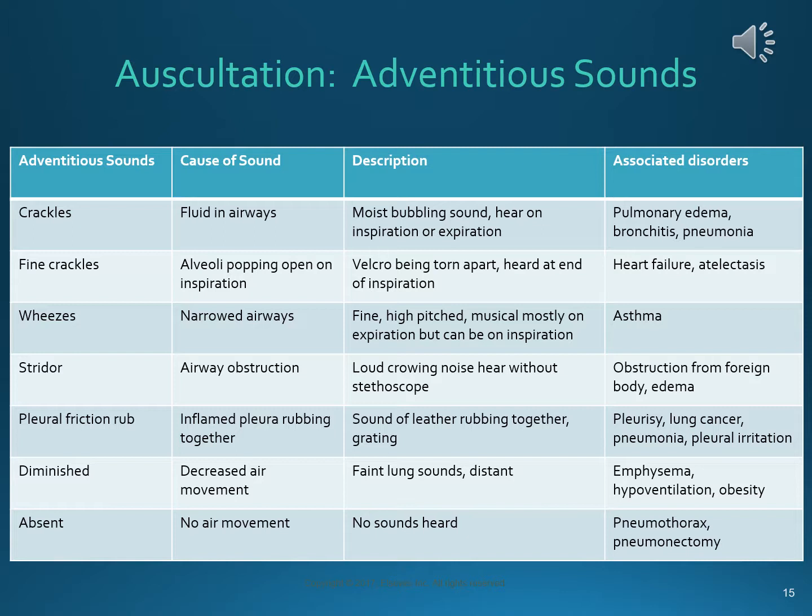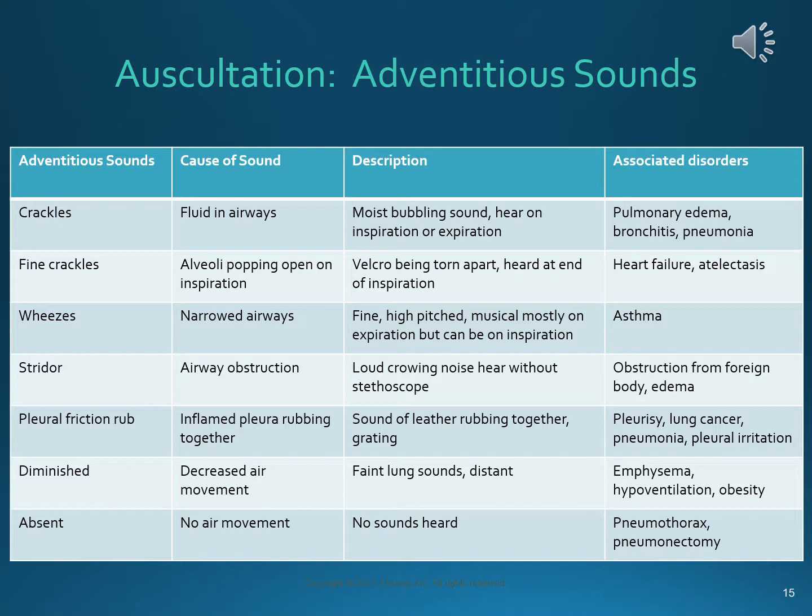A pleural friction rub is when you have inflamed pleura rubbing together. So remember, you've got two pleural membranes, one that adheres to the lungs and one around the lungs, and there's a very thin space in between them where the pleural fluid is, and if this space gets inflamed, they rub together like sandpaper. It's a grating sound, the sound of leather rubbing together. It can be heard in pleurisy, in lung cancer, sometimes in pneumonia.